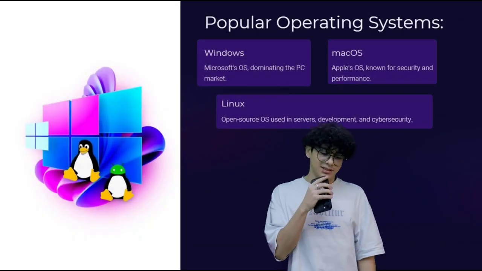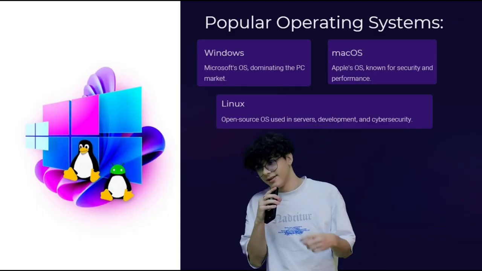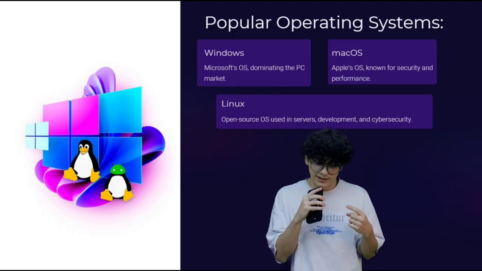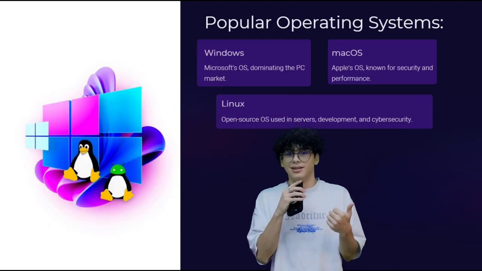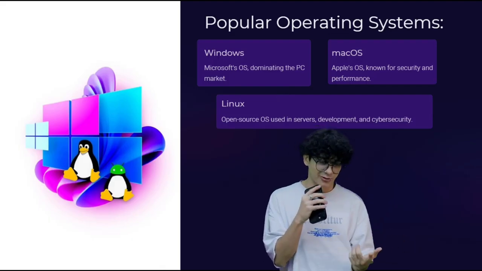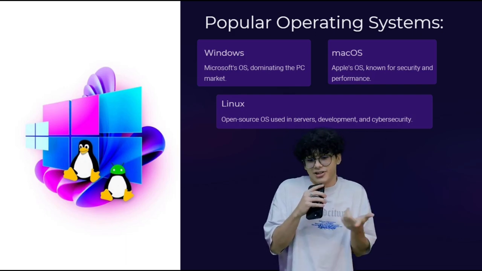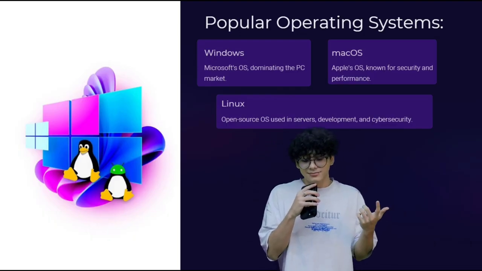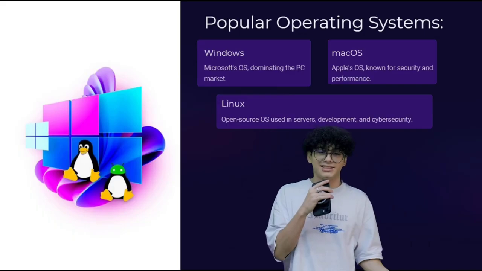Popular operating systems. The most widely used OS today are: first, Windows, developed by Microsoft. It dominates the PC market. Second, macOS, developed by Apple, known for its security and performance. Third, Linux, an open-source OS used in servers, development, and cybersecurity. And Android and iOS, the leading mobile operating systems worldwide.